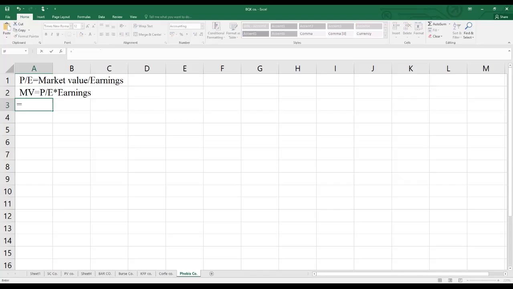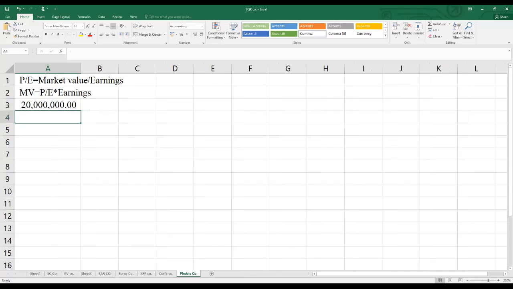Which therefore is equal to the P/E ratio of the company, 10 times the earnings of the company, which is the most recent earnings of the company. The earnings per share of the company is 40 cents. Therefore, the total earnings of the company is 40 cents times the number of shares, which is 5 million.